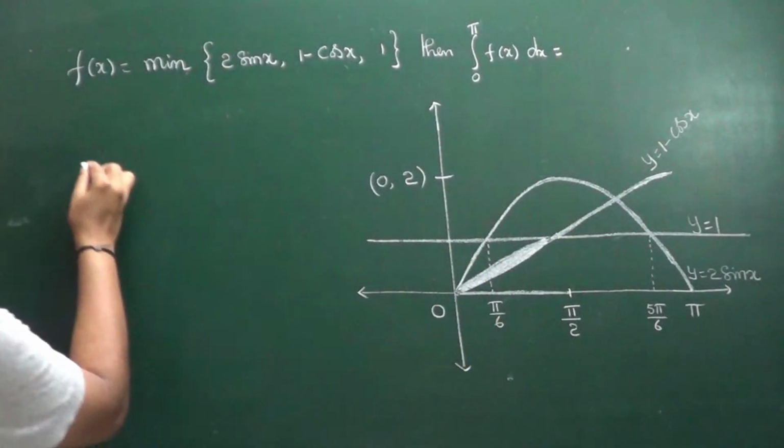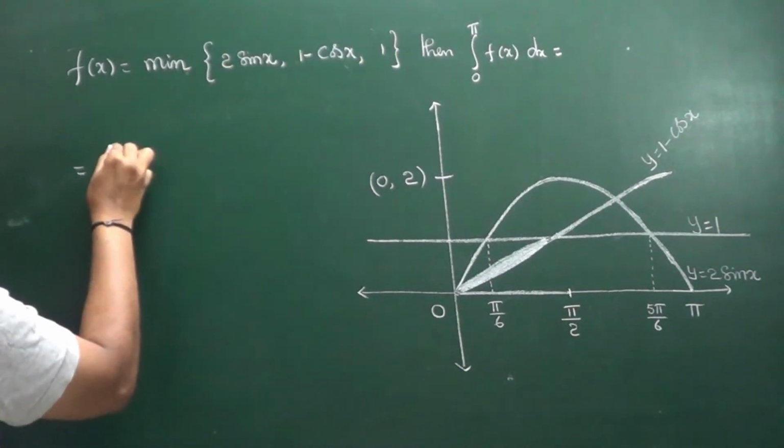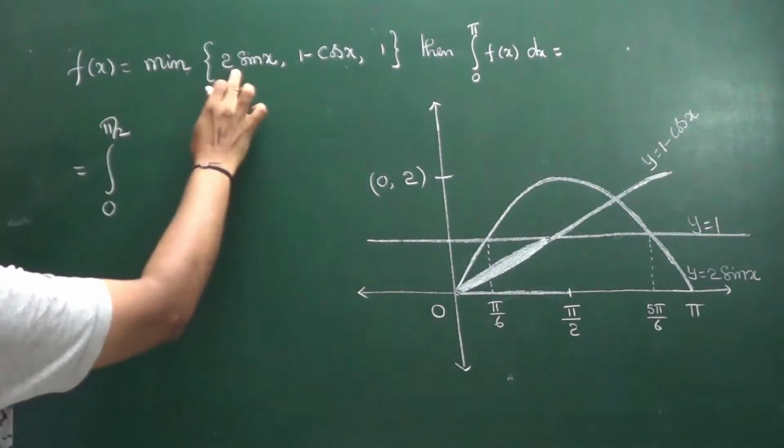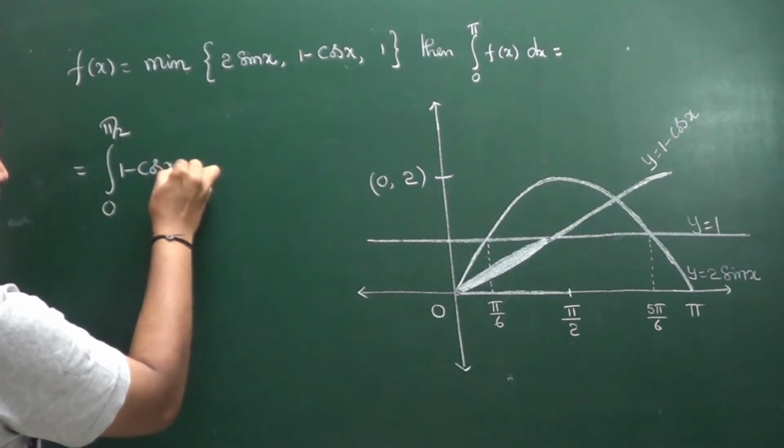That's why we have to write the required value is equal to the integral from 0 to pi by 2 of the minimum among these, which is 1 minus cos x dx.